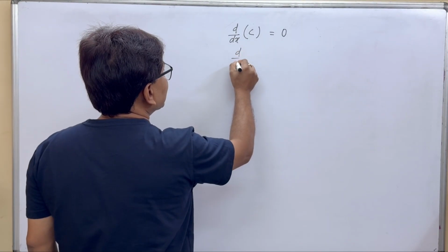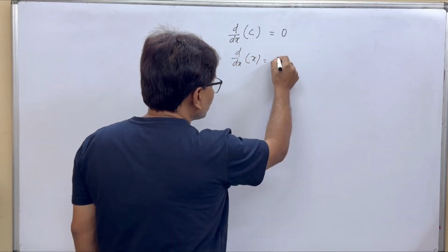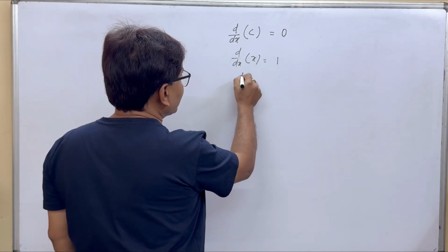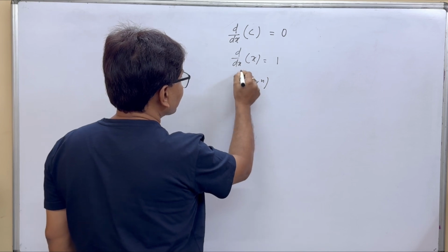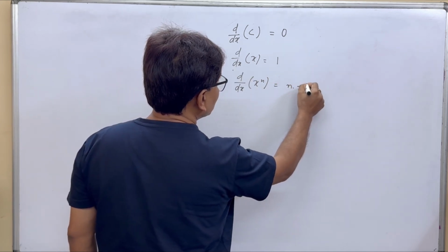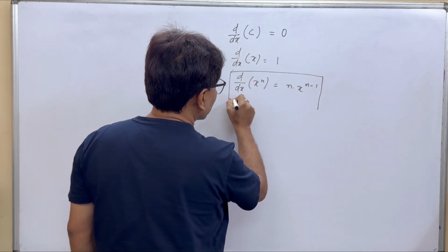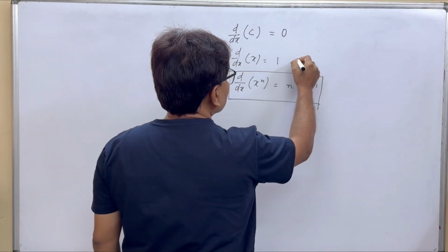If it is d/dx of x, what can you say? 1. You will ask, sir, why? So one formula you need to learn, that is d/dx of x to the power n. d/dx of x to the power n is n dot x to the power n minus 1. It's a very important formula. So here we get d/dx of x equals 1.